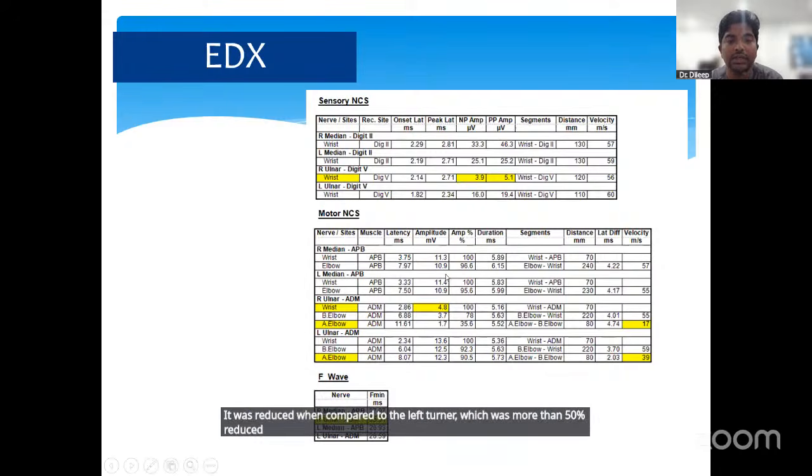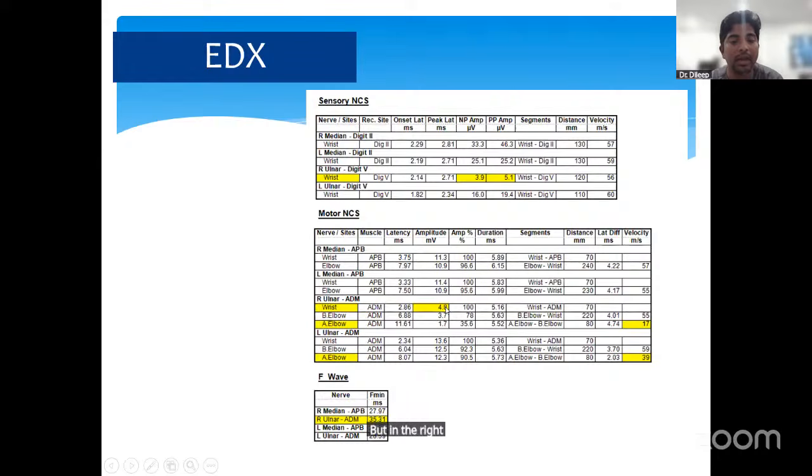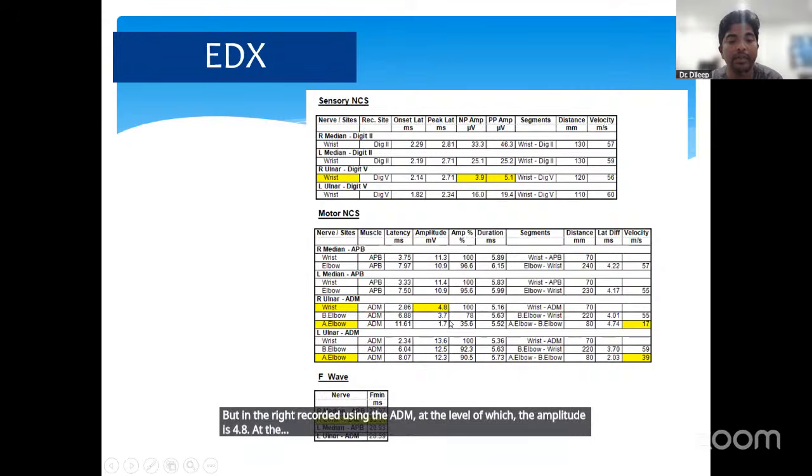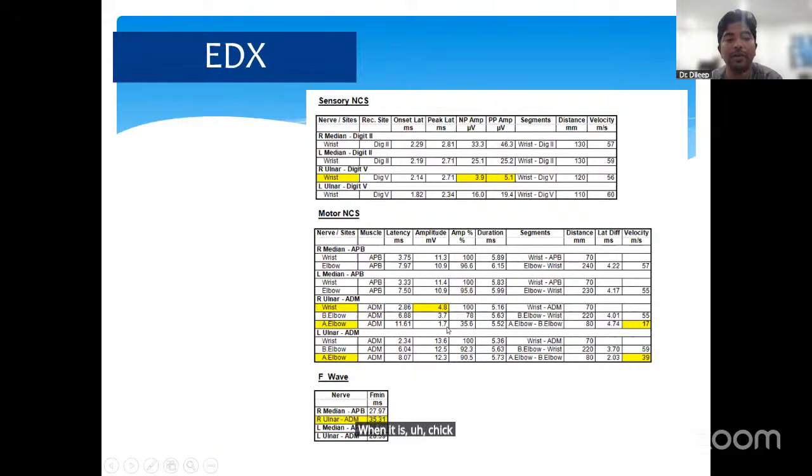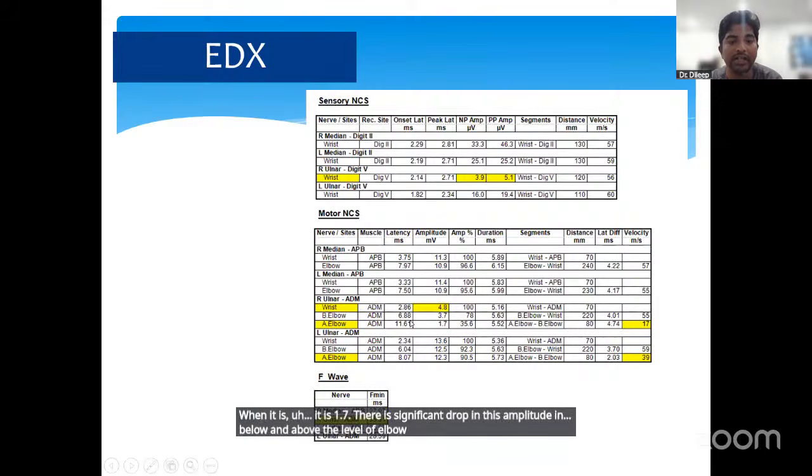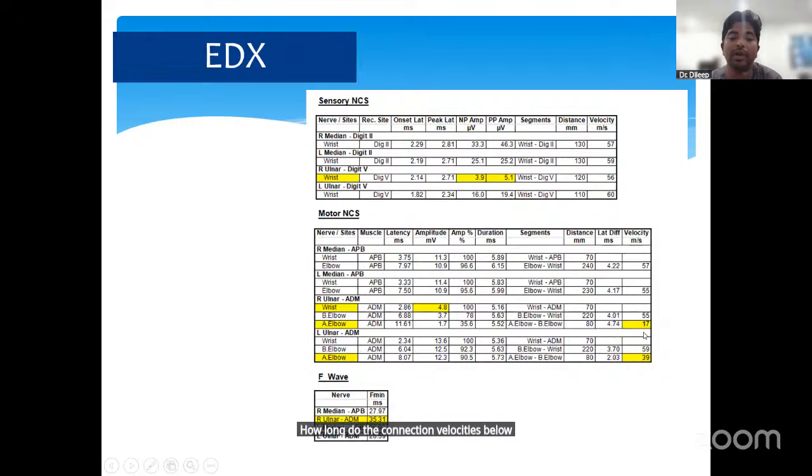In the motor conductions, the CMAPs of the right median and left median were normal, with latencies in the normal range. But in the right ulnar, recorded using the ADM, at the level of wrist the amplitude is 4.8. Below the elbow, it is 3.7. Above the elbow, it is 1.7. There is a significant drop in amplitude below and above the elbow. The latencies are also increased, 6.88 to 11.61. The conduction velocities below the elbow are 55 and above it is 17.